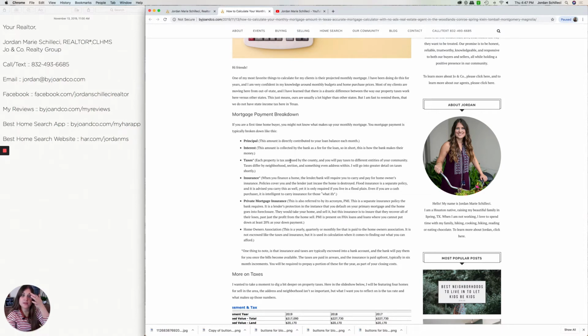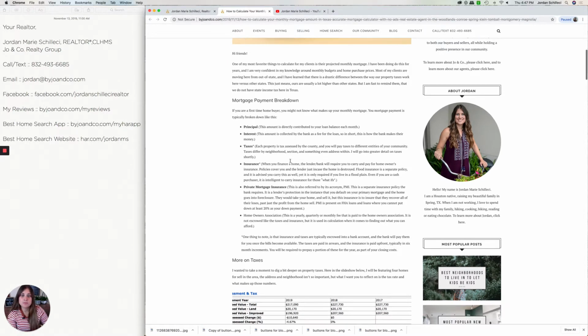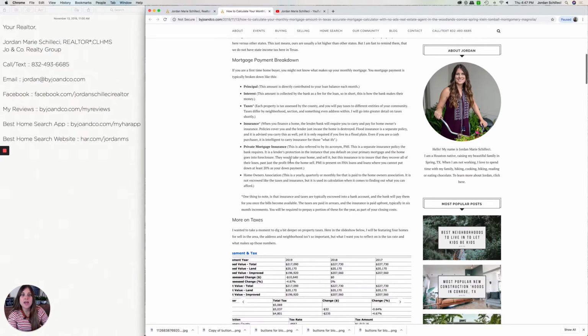So principal, this is the amount that is directly contributed to your loan balance each month. So say you take out a $280,000 loan, you know that you're not just paying back that $280,000, you're also paying back interest. So next is interest. The amount that is collected by the bank is technically like a fee. So in short, this is how the bank makes their money. And then taxes, each property is tax assessed by the county, and you will pay taxes to different entities of your community. Taxes differ by neighborhood, section, and sometimes even addresses within, and I'll go into greater detail on the taxes in just a moment.